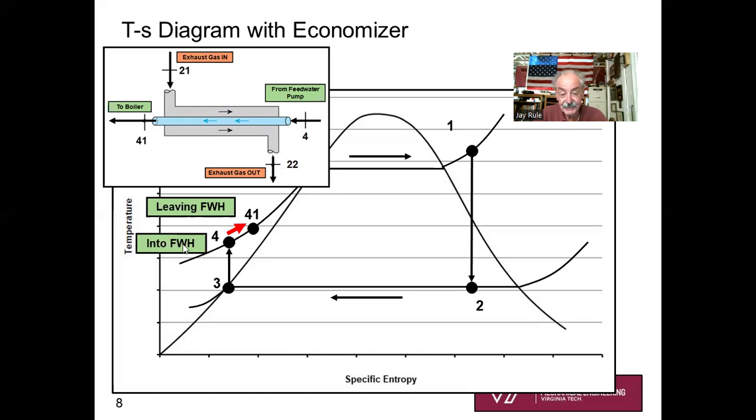That I should say into the economizer and leaving the economizer, going in at state 4, leaving at 41, and then going right into the boiler at that point. So this is where we're recovering energy from the exhaust gas. You could think of an economizer as a feed water heater a little bit, but we still just call it an economizer because we're not using any extraction steam. We're recovering waste heat from the exhaust.